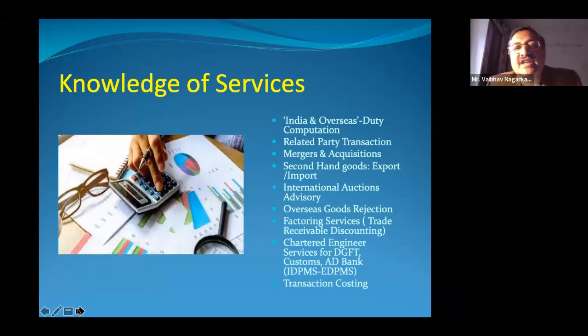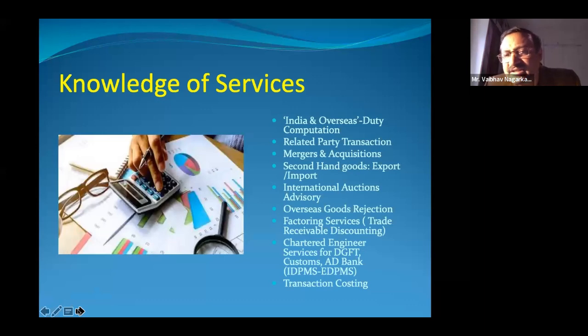India and overseas, a duty computation perspective. There's a big demand. Importers in India, or importers in any country, want to understand what the landed cost would be for them. Who will compute the duty for me? Because for just making a calculation of duty, if you go to the website of CBIC, the Central Board of Indirect Taxes and Customs, there is a duty calculator. That tool, the duty calculator, is free of cost.